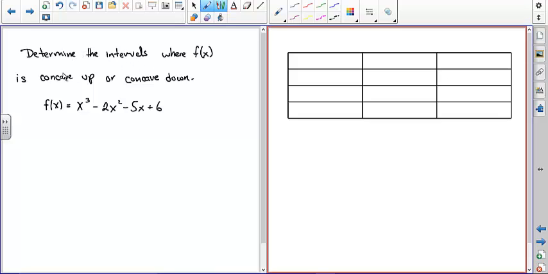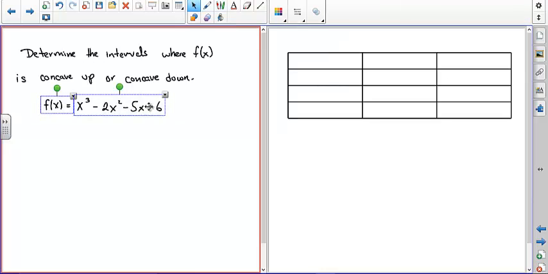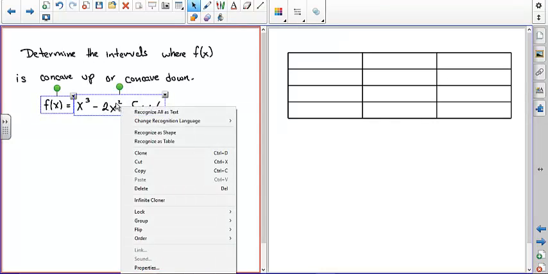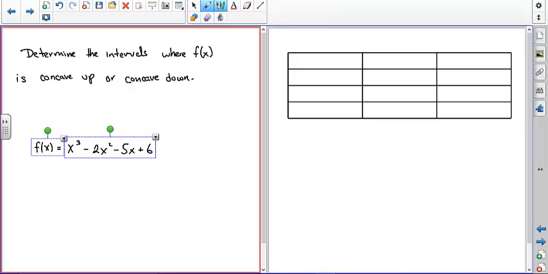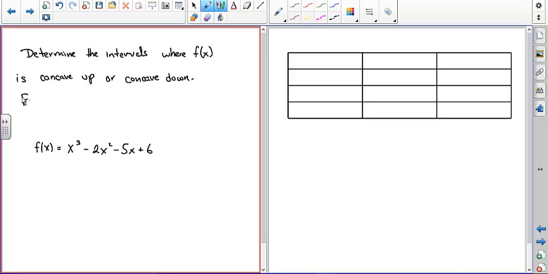It says determine the intervals where f of x is concave up or down. Also, let's figure out where we have local minimums and maximums, not using the first derivative test, but using the second derivative test. So find local minimum and maximum.